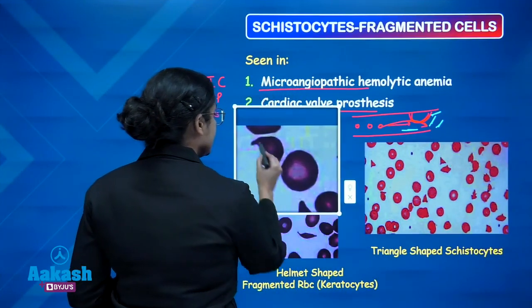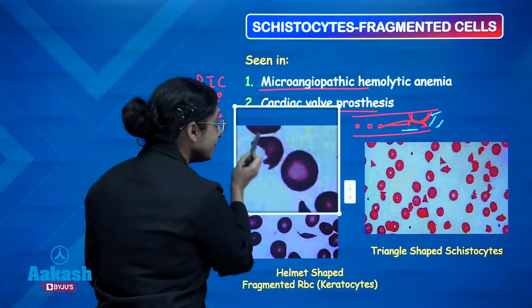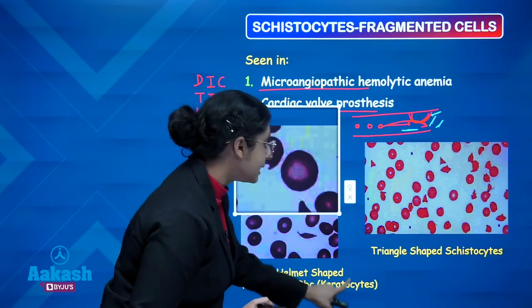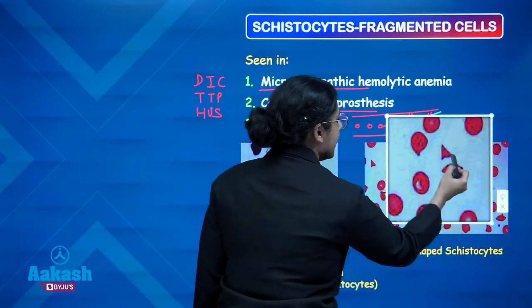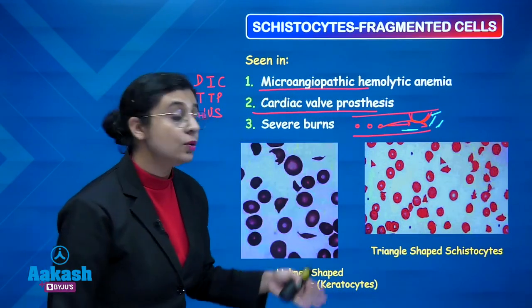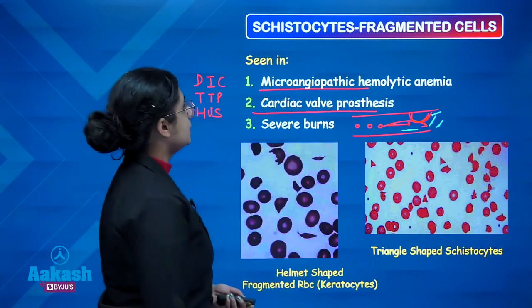Do they look just like a helmet appearance, right? These are fragmented. Do they look normal? No, these are fragmented or broken RBCs, and they are helmet shaped, called keratocytes. Whereas here you can see these are the typical triangle shaped fragmented RBCs. Yes, causes can be micro or macroangiopathic hemolytic anemia and severe burns.